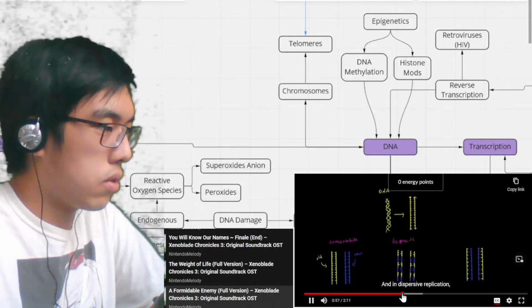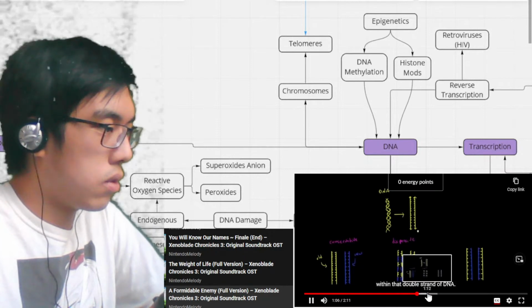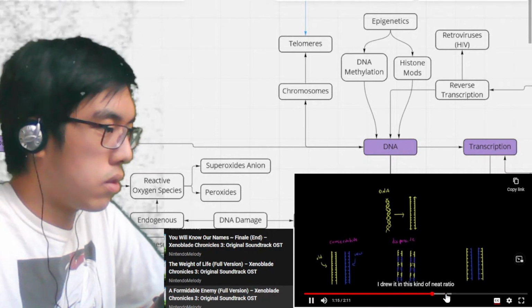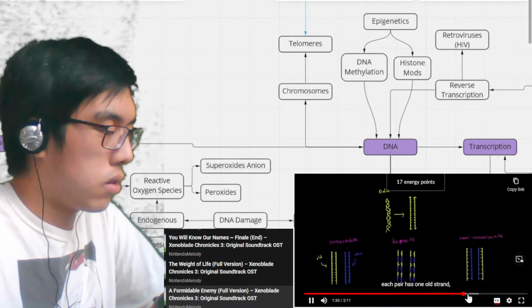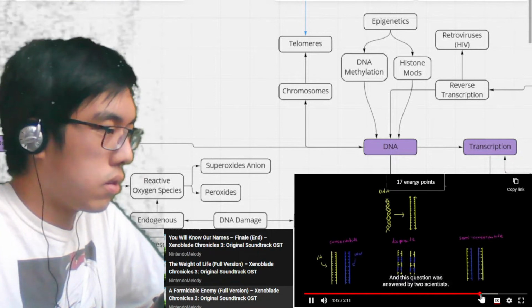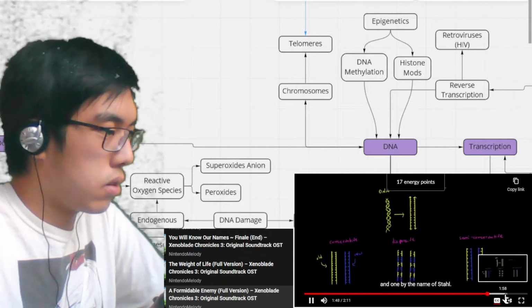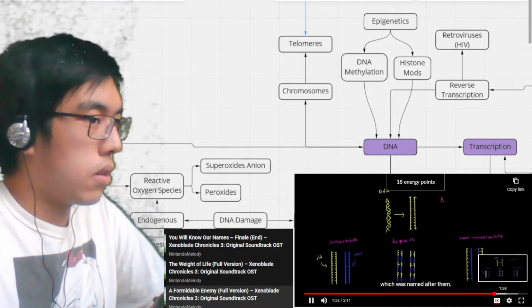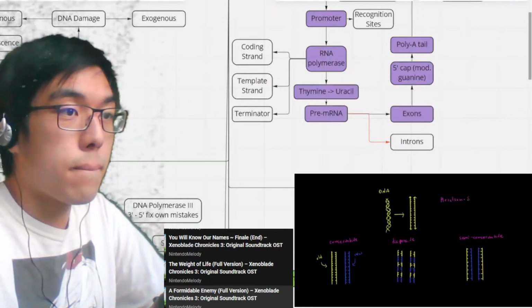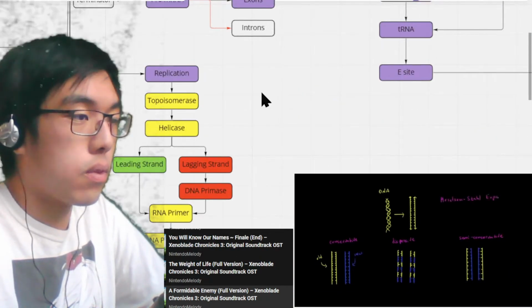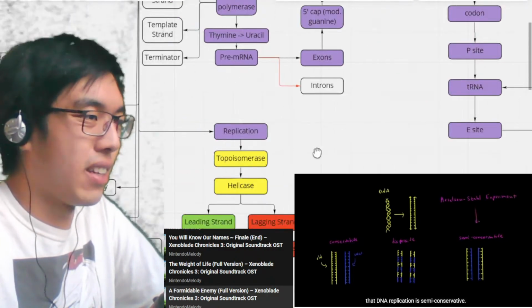We have our old pair of DNA, and then we synthesize a completely new pair represented in blue. Replication, we're going to end up with two pairs of DNA, double strand. Each pair has one old strand. Two scientists, Meselson and Stahl, conducted a famous experiment which was named after them. So the Meselson-Stahl experiment. And in this experiment, they proved that DNA replication is semi-conservative.